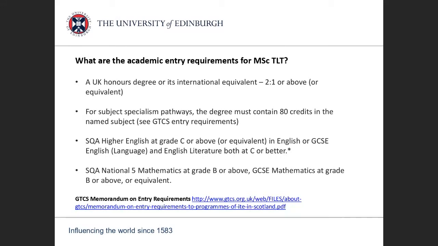We do require SQA Higher English at grade C or above. And again, we have a list of equivalences. For example, if you have done GCSE, we do accept GCSE English Language and English Literature. It's really important that we need both of those qualifications at grade C or better to meet that English requirement. And yes, we do have a wide range of equivalencies that we use if you've done a different qualification.